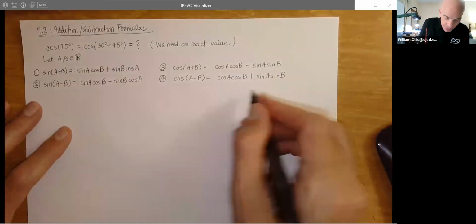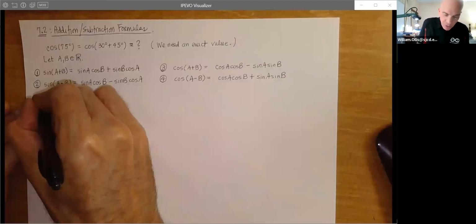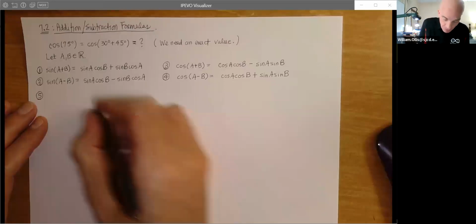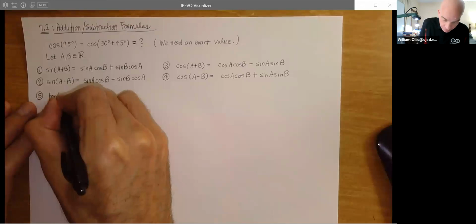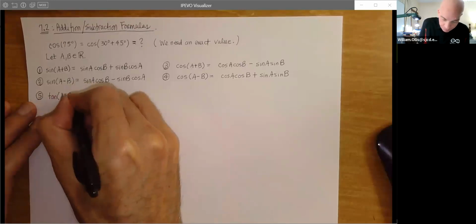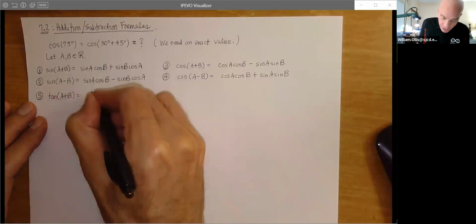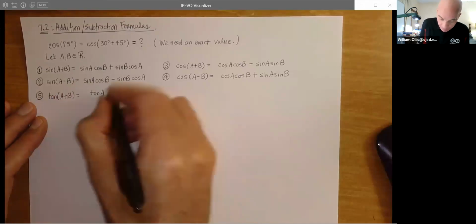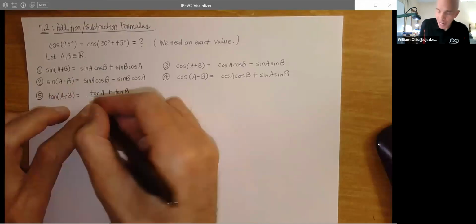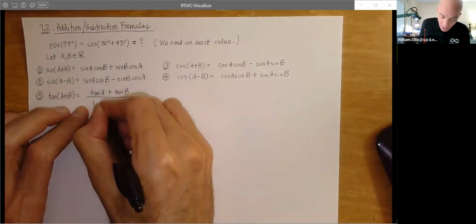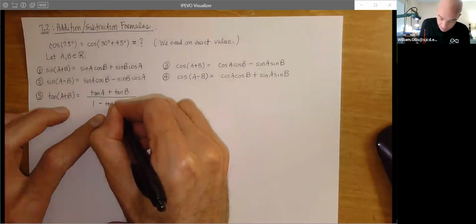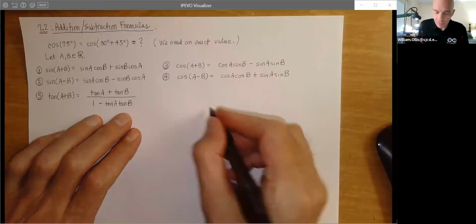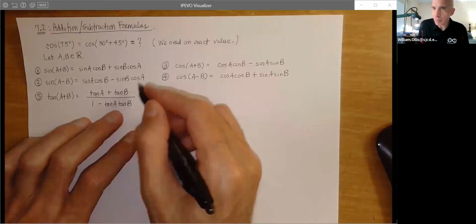And then let's look at just the ones for tangent. I'm writing them down. They don't get used as much, but they do come up on occasion. So we have the tangent of the sum, and it's a little bit easier to remember. In the numerator, you actually get the sum of tangent A and tangent B. So that's easy to remember. And then in the denominator, this is the standard form. You get 1 minus the product of tangent A and tangent B. So again, the forms are chosen to make them more user-friendly.